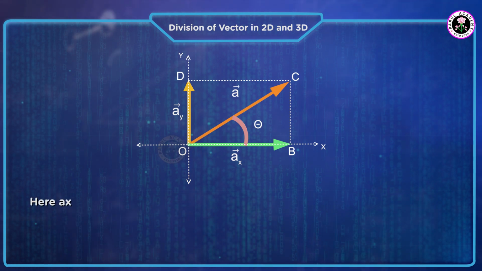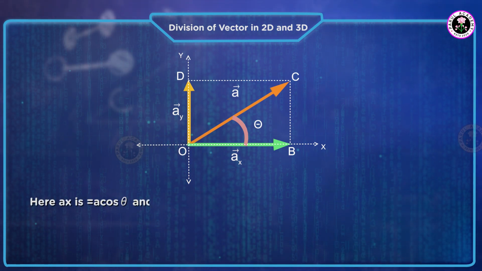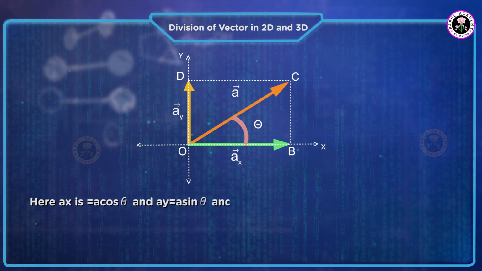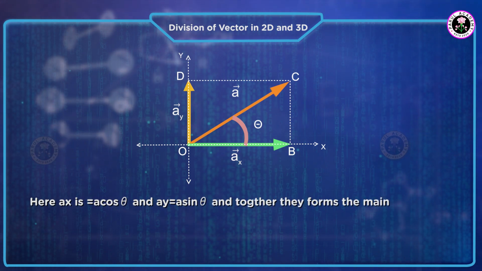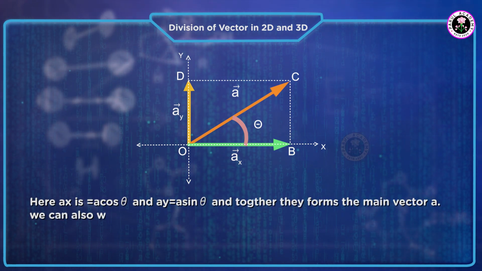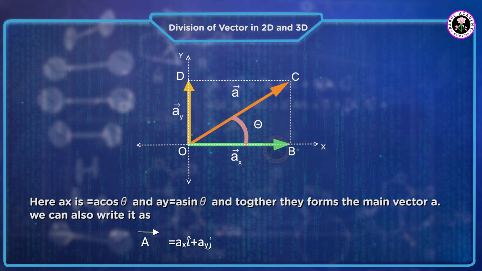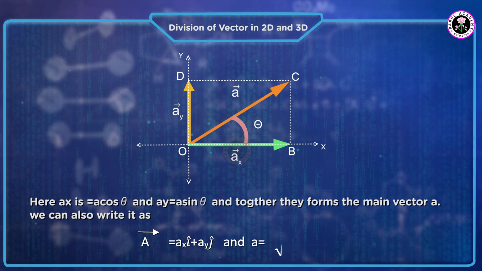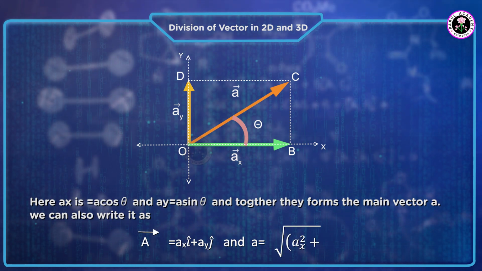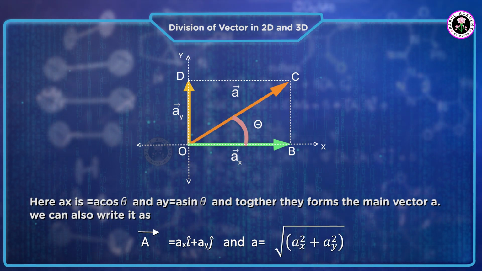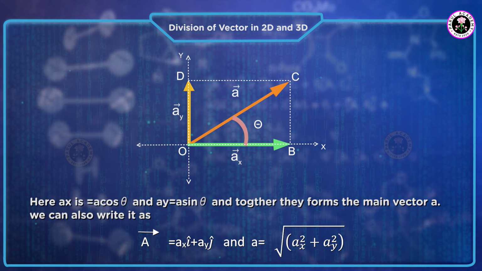Here ax is equal to a cos theta and ay equal to a sin theta, and together they form the main vector a vector. We can also write it as a vector equal to ax i cap plus ay j cap, and the magnitude of the a vector equal to root under ax square plus ay square. And the diagram of the component division of the vector in 2D is given in the figure.